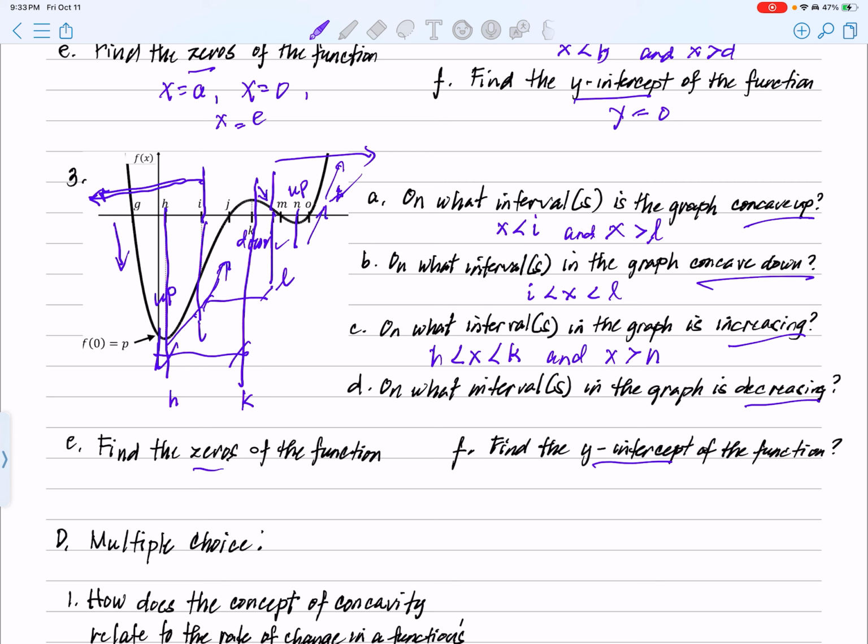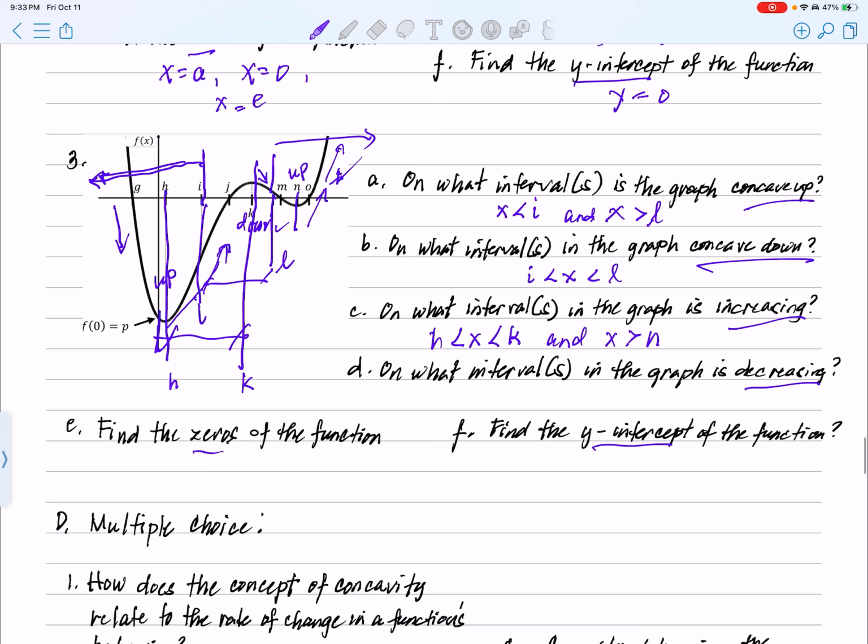Okay. Next, let's look at decreasing. Okay, we can see it here. Decreasing. So if h is decreasing, how about less than h? The x less than h, that is where the decreasing is happening. So when x is less than h, that is decreasing.